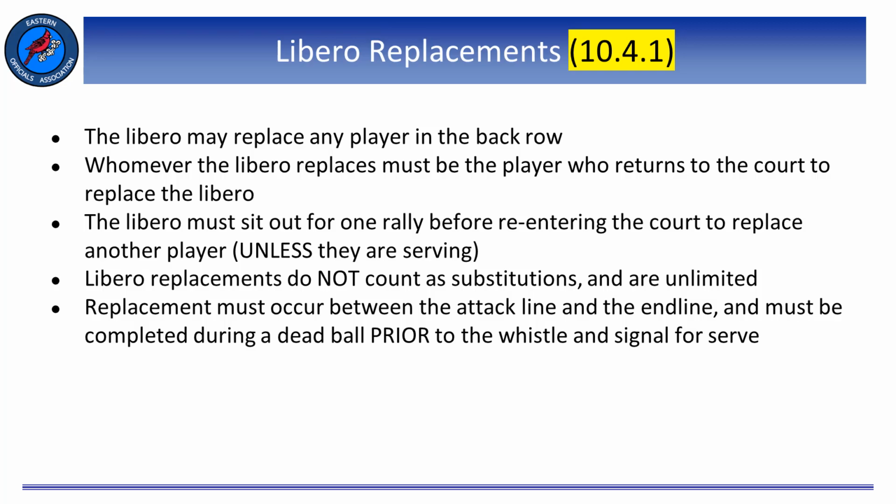So it looks like two traditional players are switching in the back zone, but it really is a double Libero replacement. The Libero is leaving the court for the player returning to the front row and then coming immediately back on to service zone 1 to serve. Libero replacements, again, do not count as substitutions. They are unlimited, and that replacement must occur between the attack line and the end line. And as far as the timing goes, it must be completed during a dead ball prior to the whistle and signal for service.